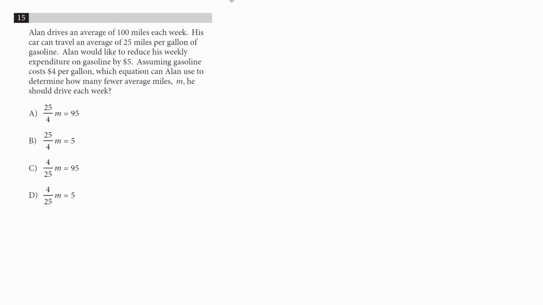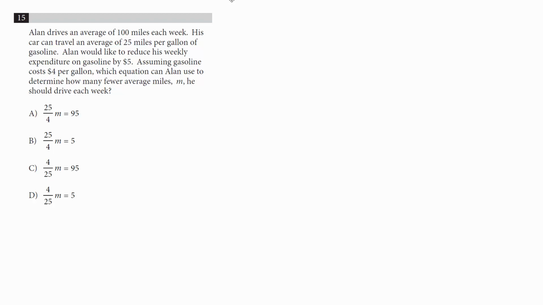Number 15. Alan drives an average of 100 miles per week. His car can travel an average of 25 miles per gallon of gasoline. Alan would like to reduce his weekly expenditure on gasoline by $5. Assuming gasoline costs $4 per gallon, which equation can Alan use to determine how many fewer average miles, m, he should drive each week? Okay, so there's a lot of numbers here.